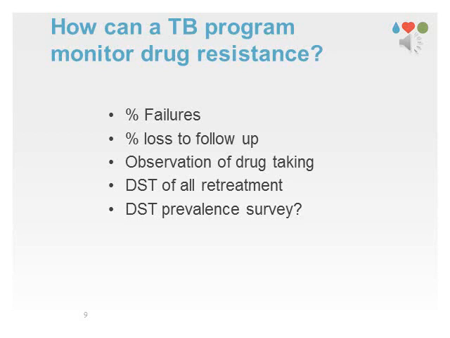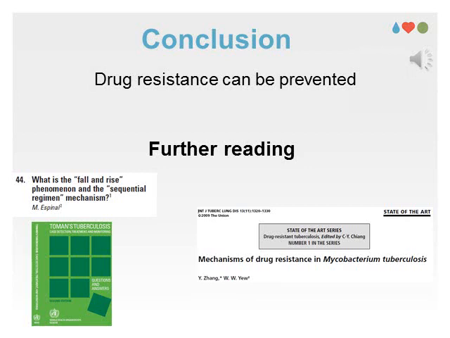A tuberculosis program needs not test resistance of all patients detected, but should do drug susceptibility testing of all retreatment cases. A tuberculosis program should also consider regular national surveys of drug resistance. In conclusion, drug resistance will develop in a big population of bacteria when a drug is given. Drug resistance can be prevented by treating tuberculosis patients with multiple active drugs for the time prescribed.